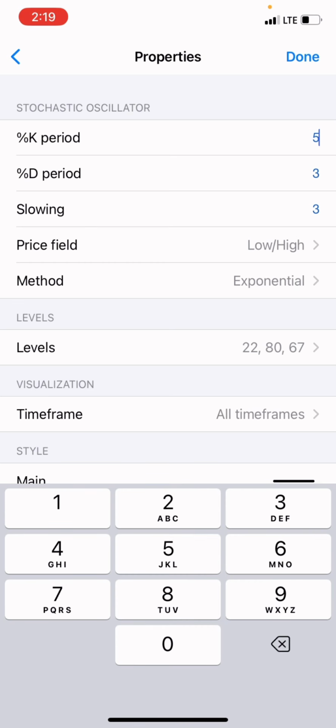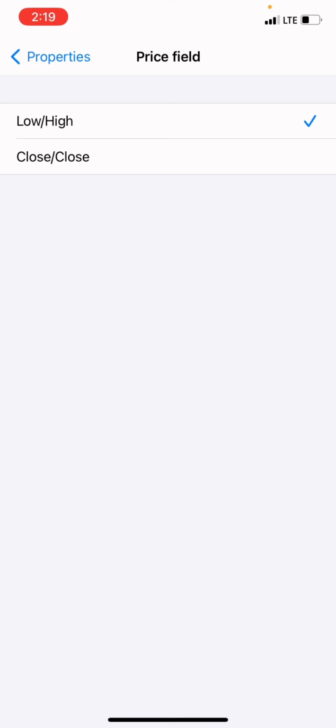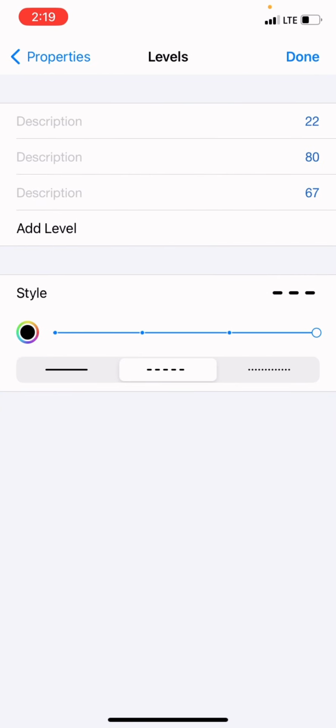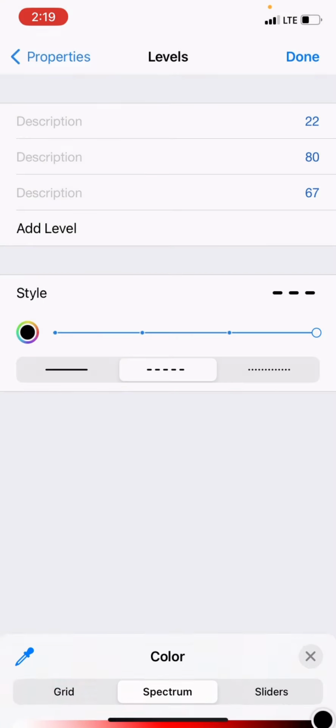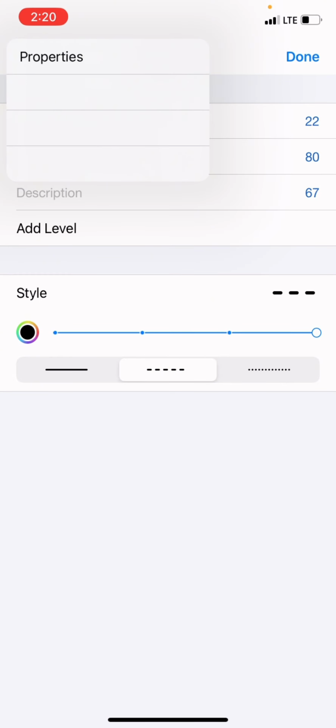Put the period on 5. Then the percentage D period is going to be on 3, while the slowing is going to be on 3 as well. Then the price field is going to be on low and high, right? Then for the levels, you put on 20, 80, and 64. The style is going to be on 4 pixels, while the color is going to be on black. Then you put this one here, which is this line that has space on it. Then you click on done.